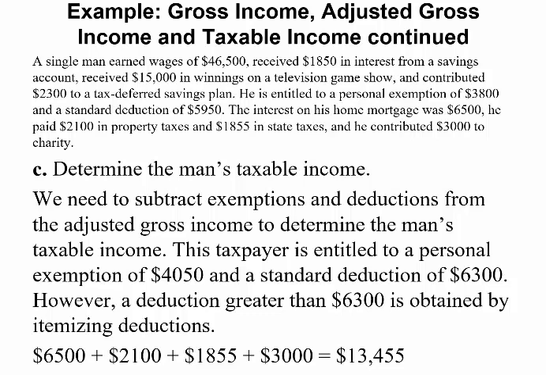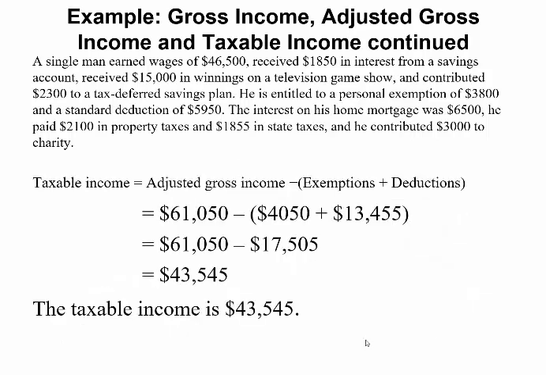If you look at the person's itemized deduction, that would be the interest on the mortgage, the property taxes, the state taxes, and how much he contributed to charity. That adds up to $13,455. So that is how much his itemized deduction is. He's not going to subtract the $6,300. He's going to subtract his itemized deduction.